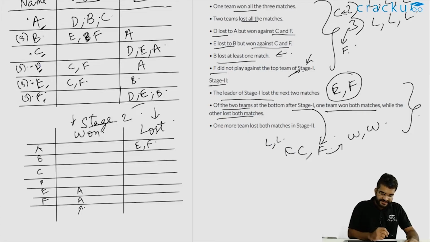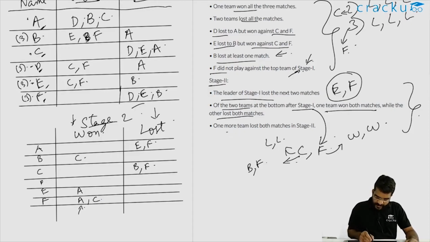Now if you're looking at C, it already played against A, E and D in stage 1. The only teams which are remaining for C are B and F. So it lost both these matches. So B won against C and C lost against B and F. This would mean that F won against A and C.